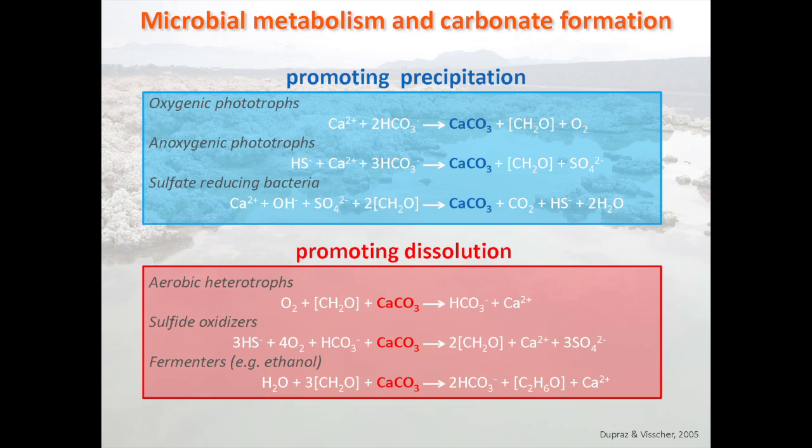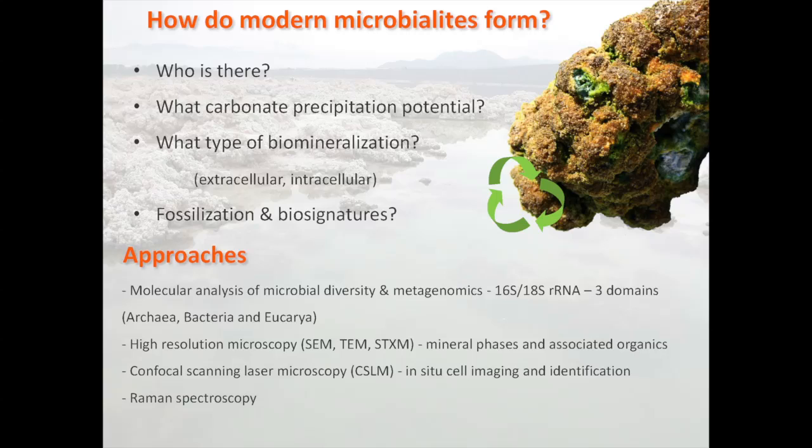And at the same time, you have other microbes doing other things that promote dissolution, like aerobic respiration, since many heterotrophs are aerobic, and anaerobic, by the way, sulfide oxidizers, or fermentation. So you have organisms that are fermenting, and this decreases the pH in their surrounding medium and will promote dissolution. So the net formation of carbonates in a given site will depend on the balance of these types of metabolisms. So to know how these microbialites form today, we need to know who is there, so what kind of microbes, what type of metabolism these microbes perform, and what their carbonate precipitation potential is, what type of biomineralization they carry out, if they carry any.